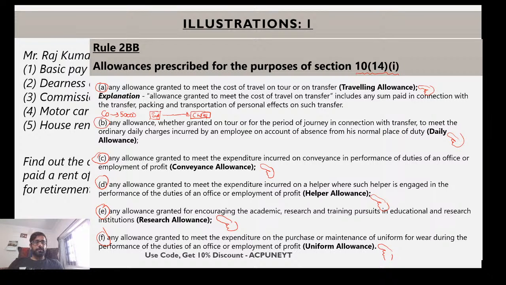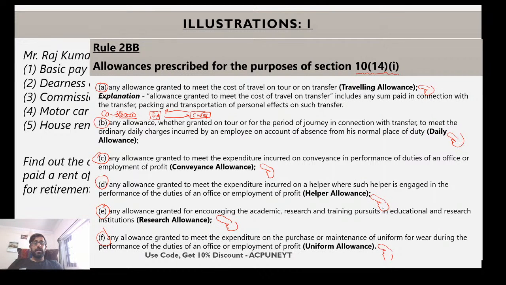Is it clear? There will be a two-way journey, for then you will come back. So whatever allowances you are receiving to travel outside India, this will be known as traveling allowances.